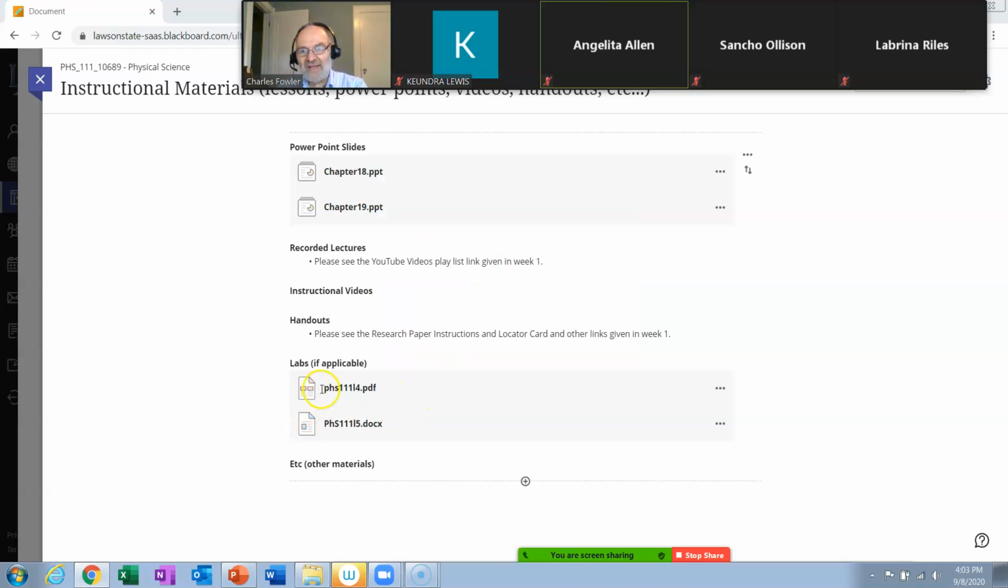So here's where we'll find the lab today. Thursday's lab will be this one. Now that one's in a Word document, so that's going to be a little easier, and we'll go through how to do that. But I'm going to open this one now.